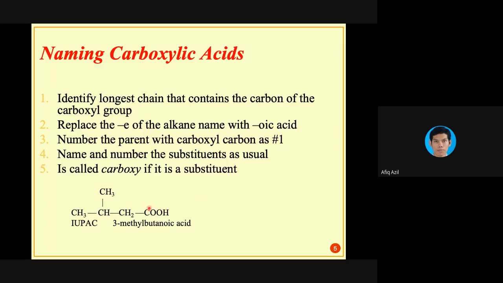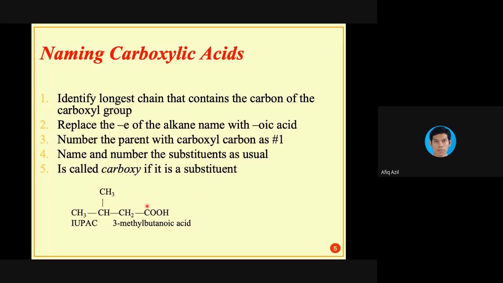So here we have, for example, 1 carbon, and then you have to find out the longest chain. So 1, 2, 3, 4, or you can also go 1, 2, 3, 4. So there are 2 ways. And then replace the E of the alkane name with oic acid. So just now there are 4 carbons from butane, it becomes butanoic acid. Butanoic acid.